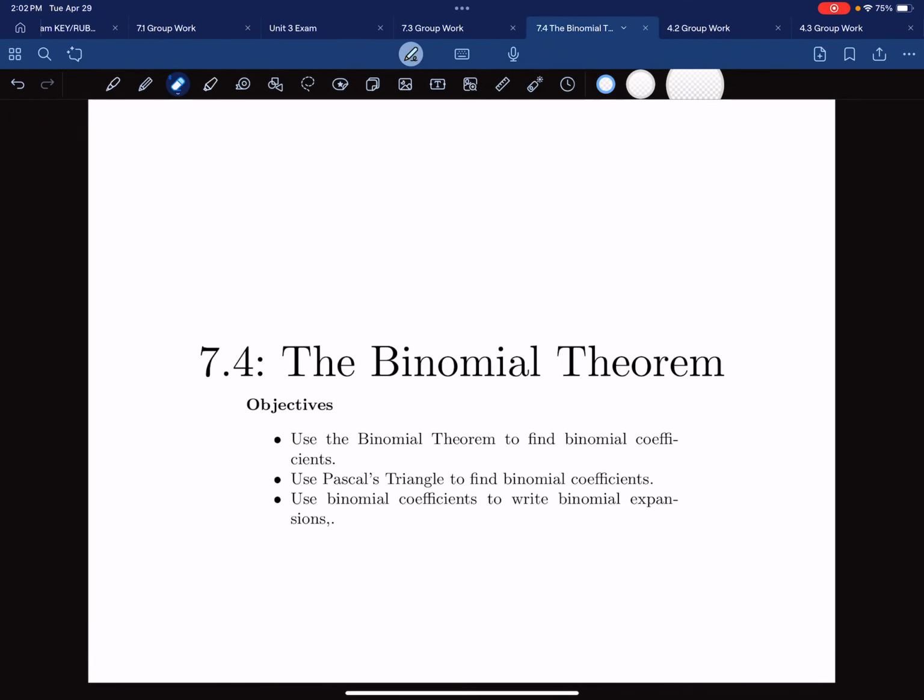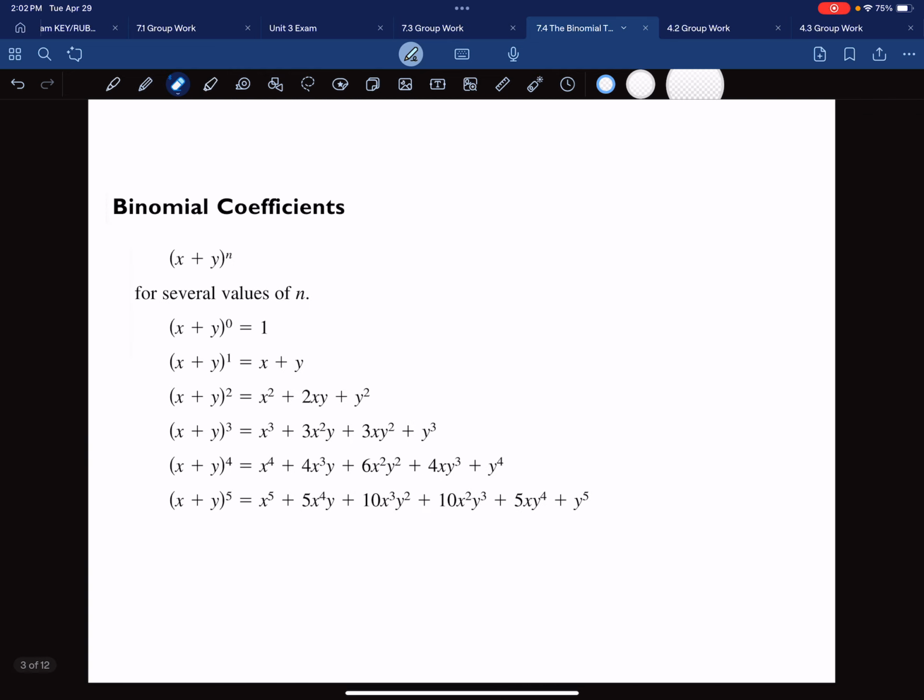For our final lesson, we're going to be talking about the binomial theorem. So a binomial is an expression that has two terms. We can look at a couple of binomials here to a few different powers. X plus y to the 0 is 1. X plus y to the first is x plus y. X plus y squared, we have x squared plus 2xy plus y squared, and so on.